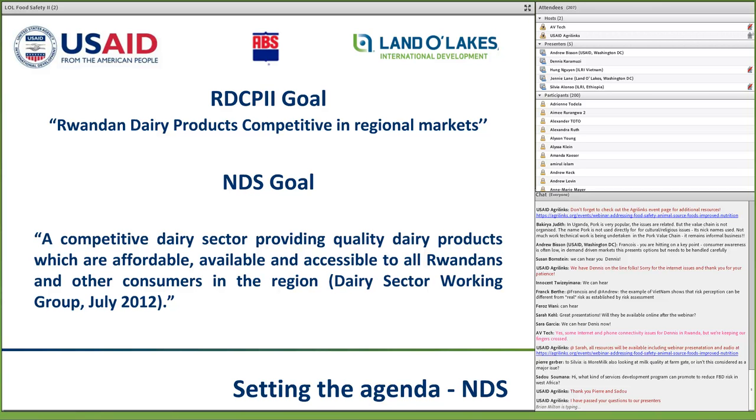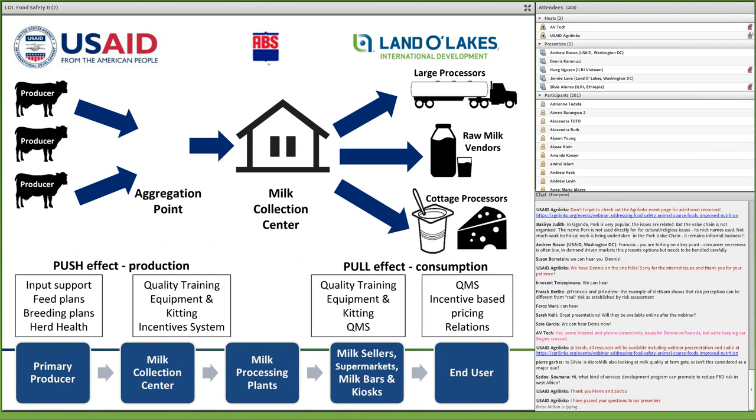was developing the national dairy strategy and set an equally ambitious goal, which says: a competitive dairy sector providing quality dairy products which are affordable, available, and accessible to all Rwandans and other consumers in the region. So you can see clearly that the national goal was to give priority to the local citizens and gradually pass it on to the neighboring communities. And so we started off from that point, and as Land O'Lakes and the implementing partners, we set out to understand the structure of the dairy value chain here in Rwanda.